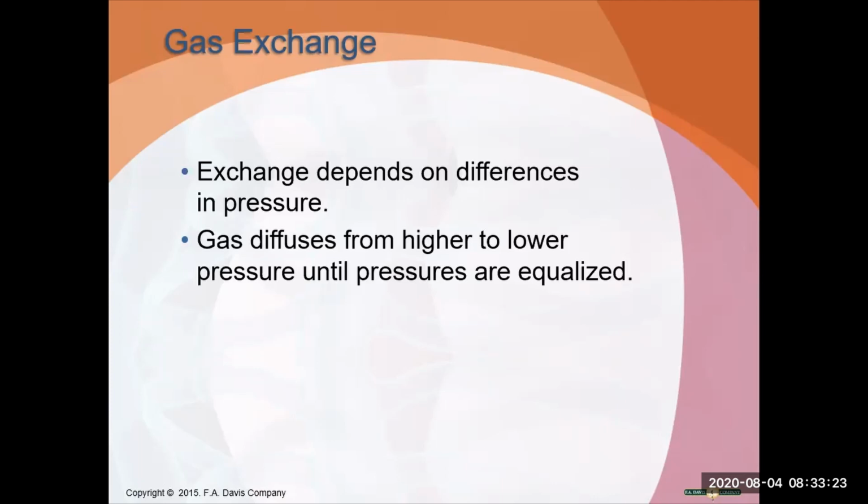So that makes sense. The partial pressure of a gas directly relates to its concentration in a mixture. For example, oxygen contributes approximately 21% of atmospheric air. To determine its partial pressure, multiply 0.21, the percentage of oxygen, by 760, the total pressure of the atmosphere. The resulting number is 159.6. That's the partial pressure of oxygen in the air we breathe.